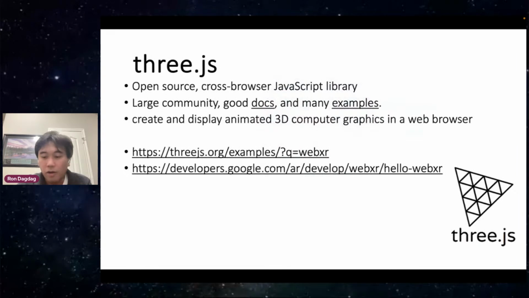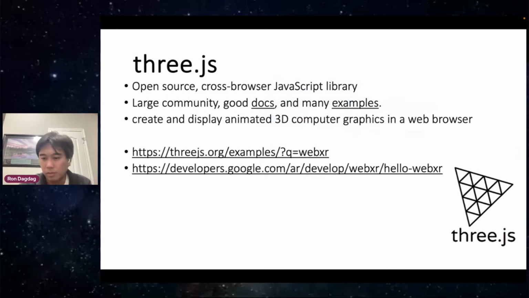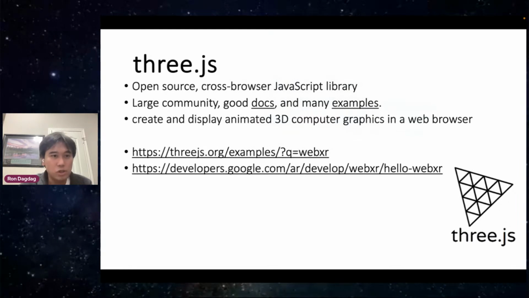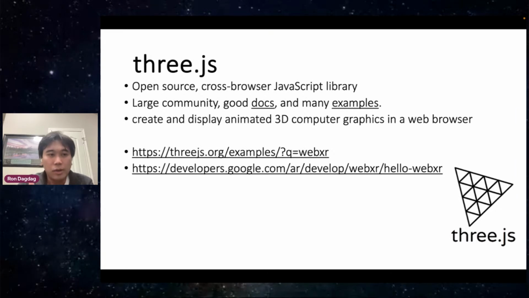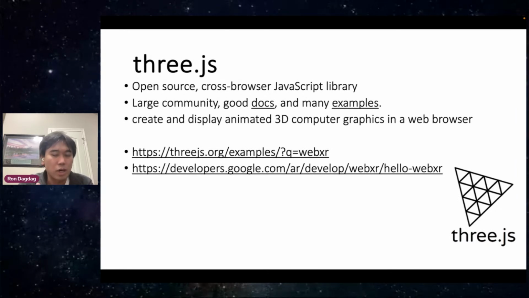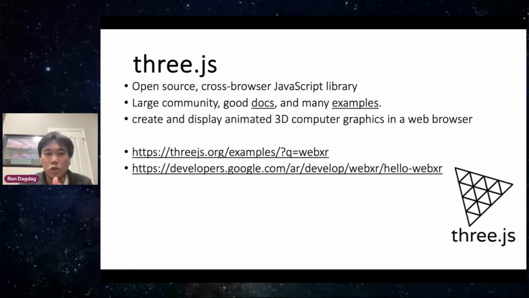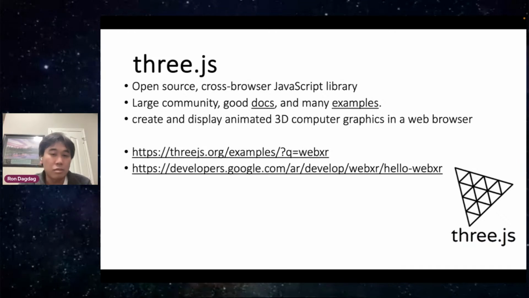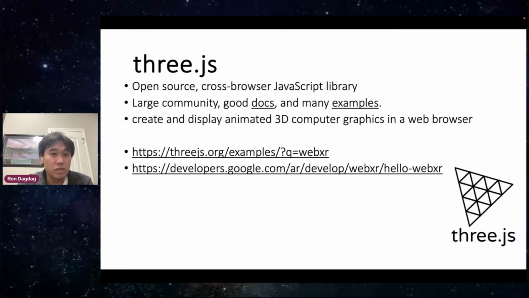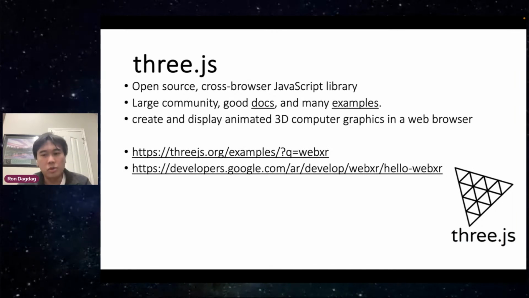Three.js, actually, a lot of the tools that I did talk about, like A-Frame, use Three.js. It's an abstraction on top of Three.js. Three.js is an open source cross-browser JavaScript library. It's been around a while. It has a large community, good documentation, many examples out there, specifically not just on 3D graphics on the web, but they also have a way you can do WebXR on Three.js now.